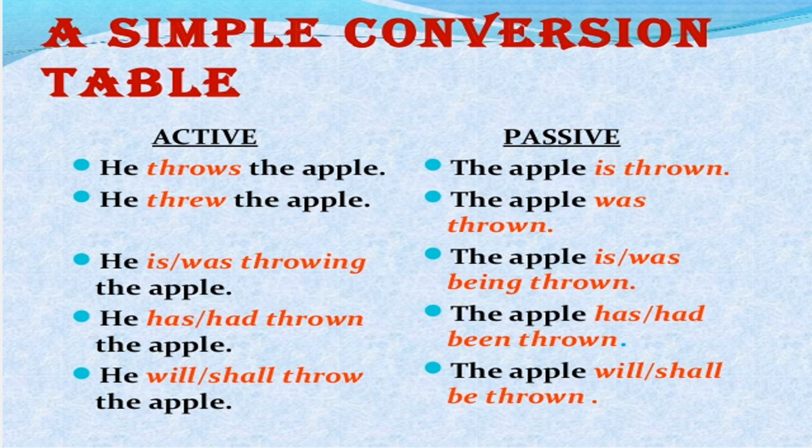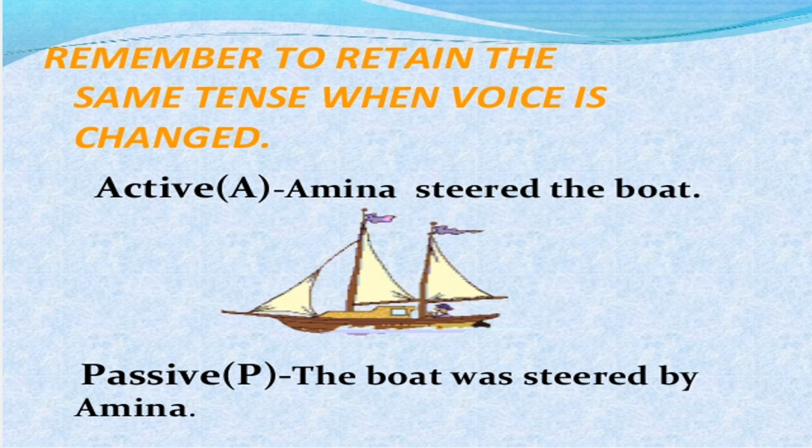So the same tense is being kept, but it's just being changed from active to passive. And the last one is, he will or shall throw the apple. The apple will or shall be thrown. So you always need to remember to retain the same tense when the voice is changed. So here is another example. Amina steered the boat. This is the active voice. And the same sentence in the passive voice will be, the boat was steered by Amina.